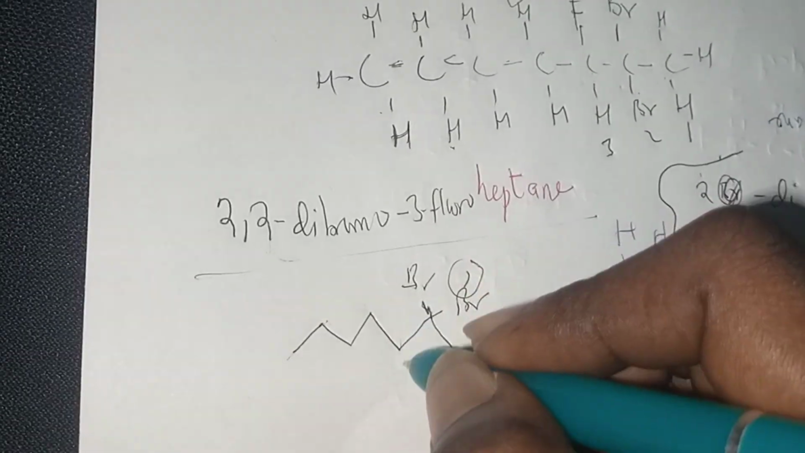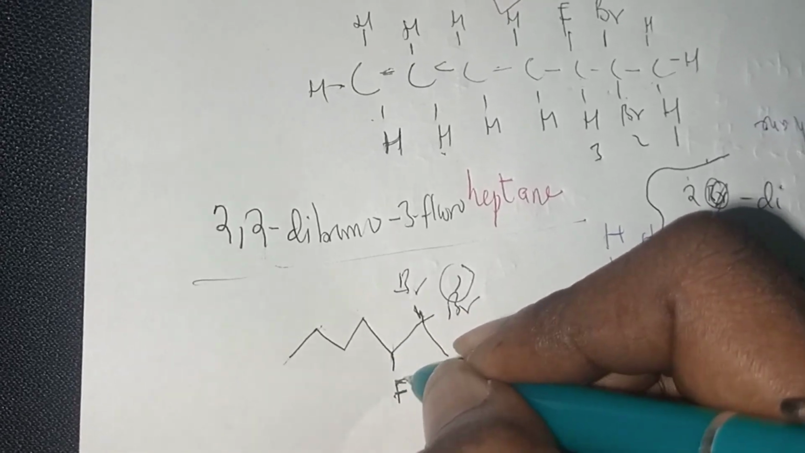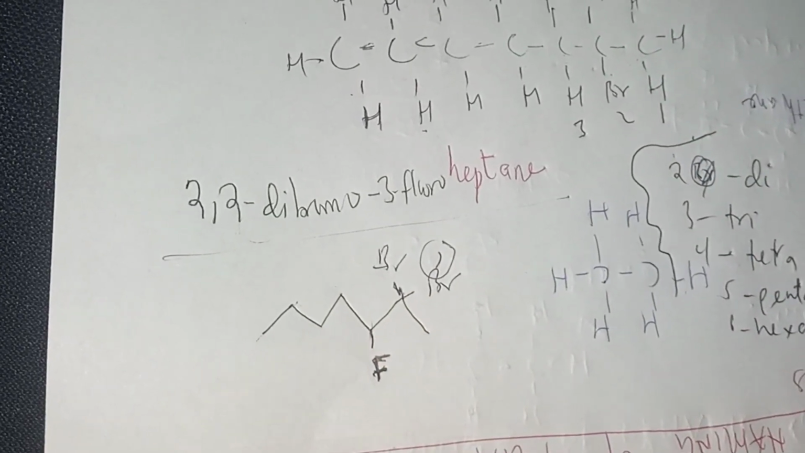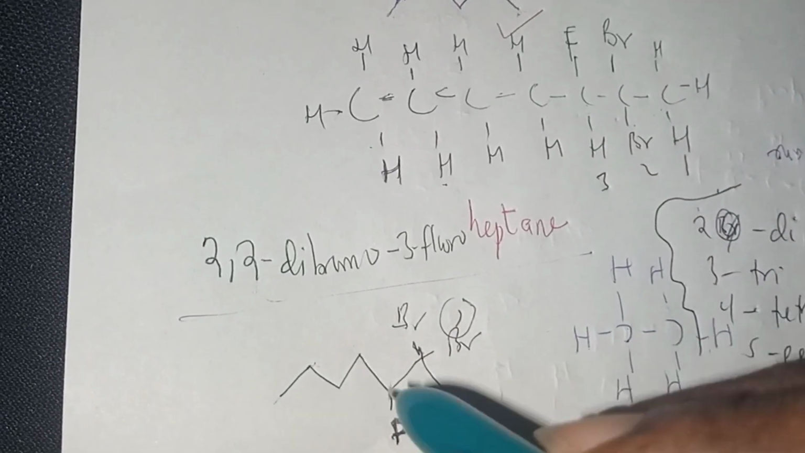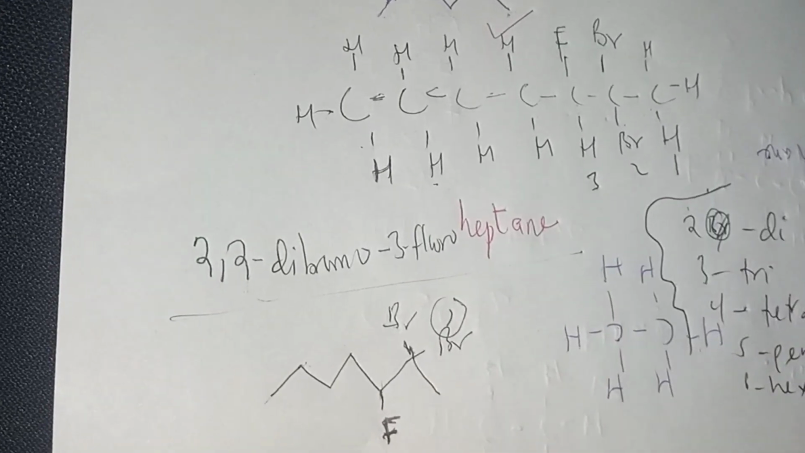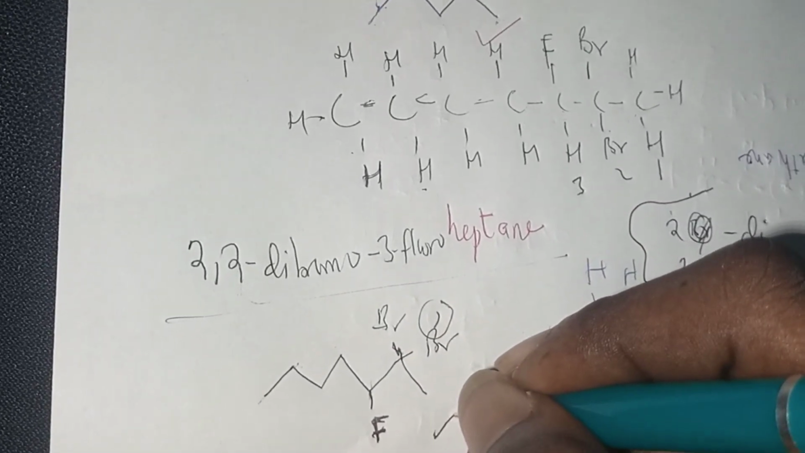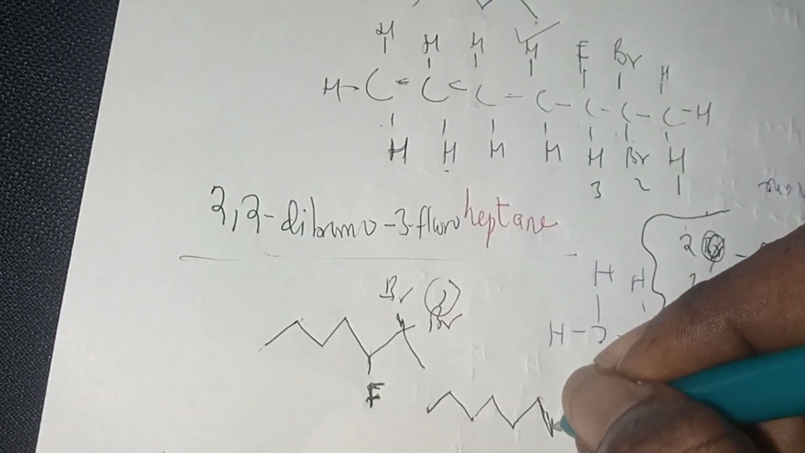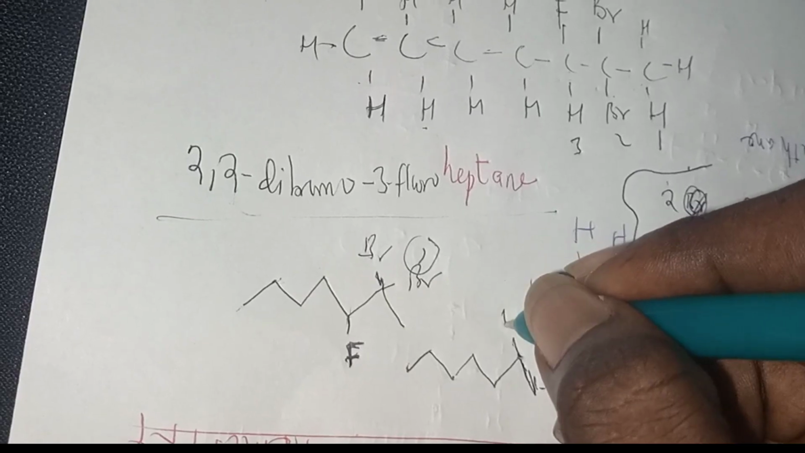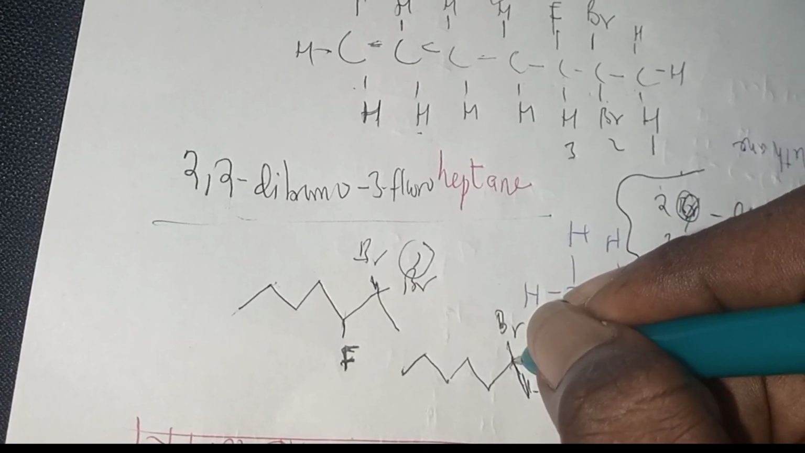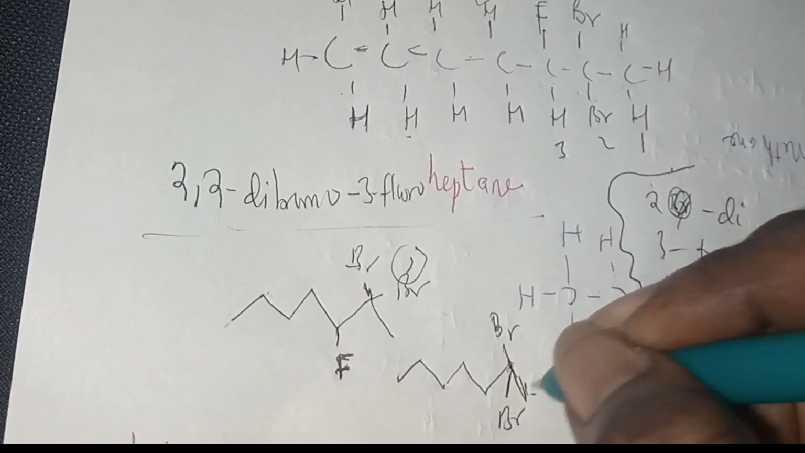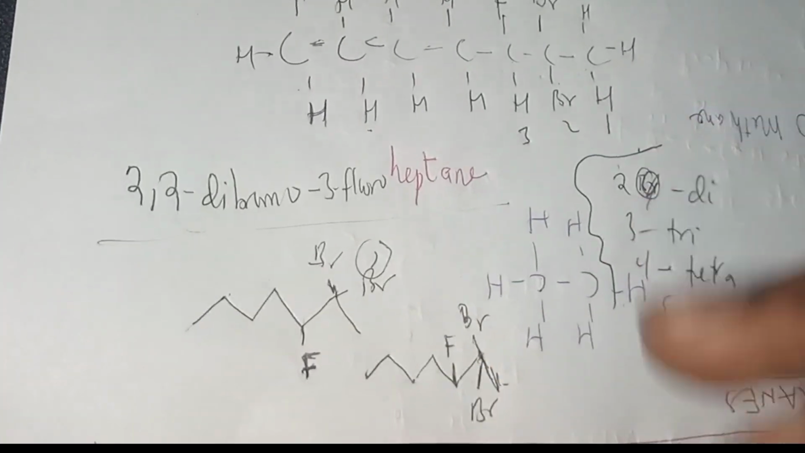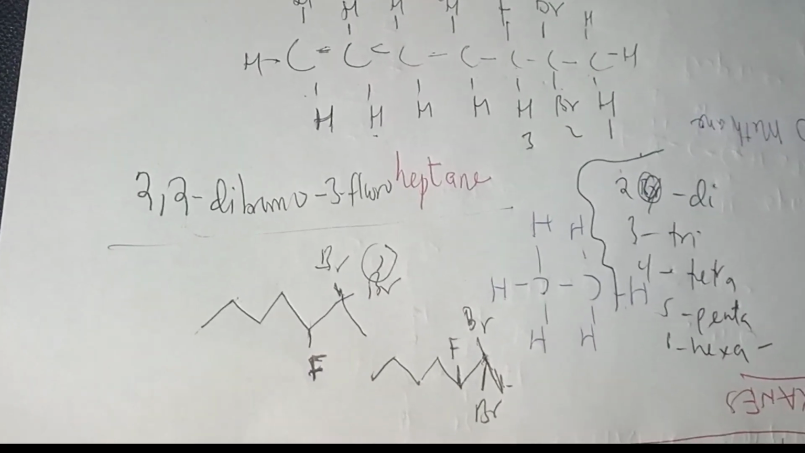You could either send it this way or that way. What matters is it's on the third carbon, unless it is alkenes that we'll be doing later, where we'll get to know cis and trans alkenes. So this is one way you can represent it in a skeletal form. You could also represent it like this: 2 3 4 5 6 7. One bromine is here and one bromine is down here like that. Then you could represent your fluorine upwards. What matters is the position where the substituent is located.